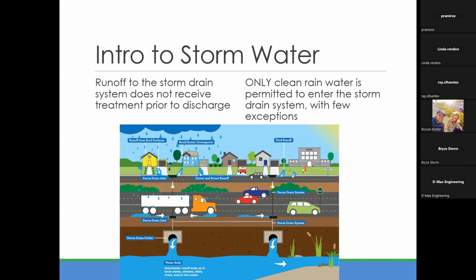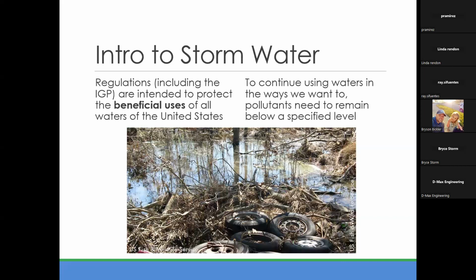So because there is no treatment, only clean rainwater is permitted to enter the storm drain system. There are very few exceptions to that. So we're just going to go ahead with the assumption that if it's not clean rainwater, it is not permitted to go into the storm drain system. The reason that we have these regulations, which the industrial general permit is part of, is just to protect the beneficial uses of all waters of the United States. So to continue using the waters in the ways that we want to, pollutants need to remain below a specific level in order to support those beneficial uses.